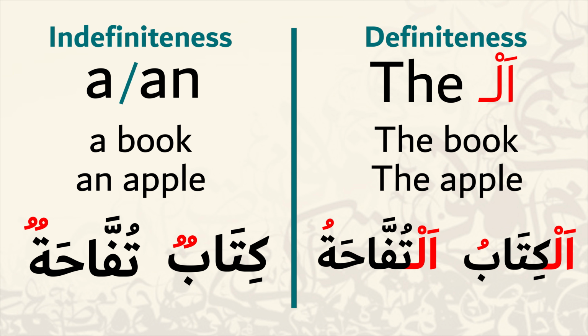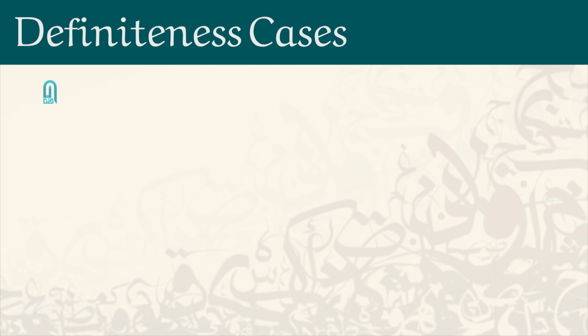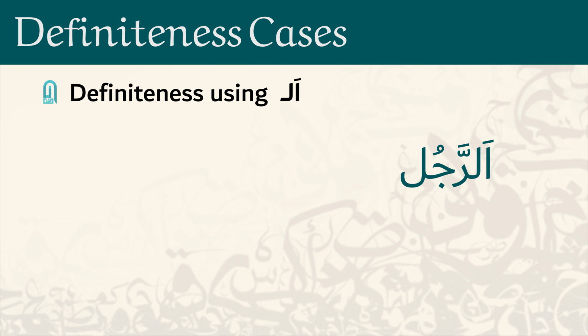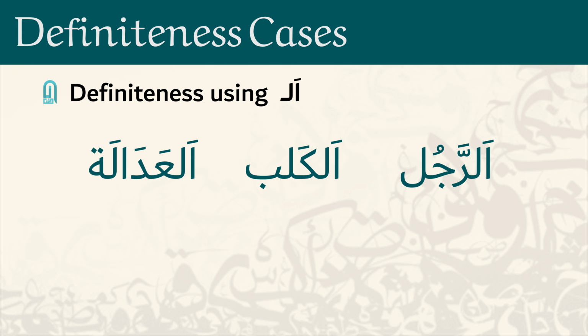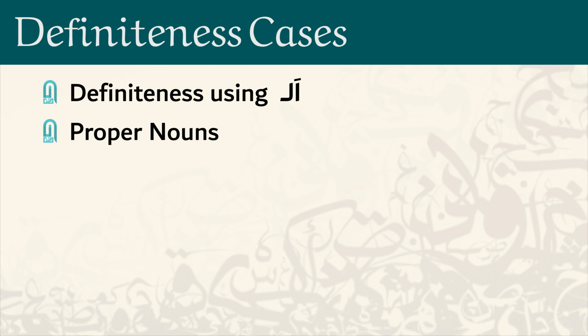We have 6 cases in which a noun can be definite. Let's look at them. The first case we have talked about, definiteness using the definite article. And this is the obvious case. Almost all nouns that begin with al are definite, whether it's an original part of the word or not. Al-rajul, the man. Al-kalb, the dog. And al-adala, the justice.